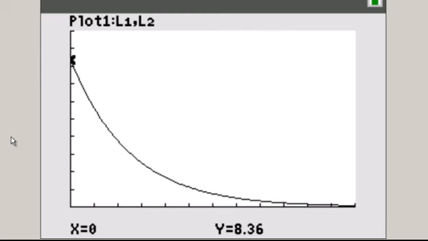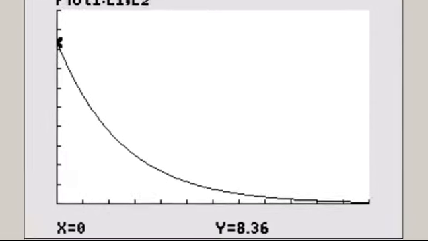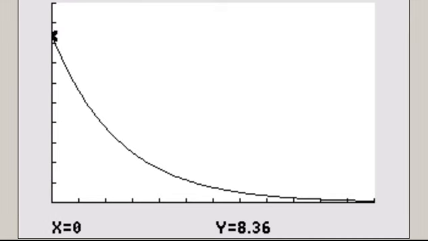So what I'm going to do now is trace until I get to half of this value. Somewhere around this area here is going to be half of that height. We want half of the Y value. Right now I'm at 8.36. I'm going to trace to the right until I get to 4.18 or something as close as I can. So if we trace here over to the right, I'm looking for 4.18. Past it there.